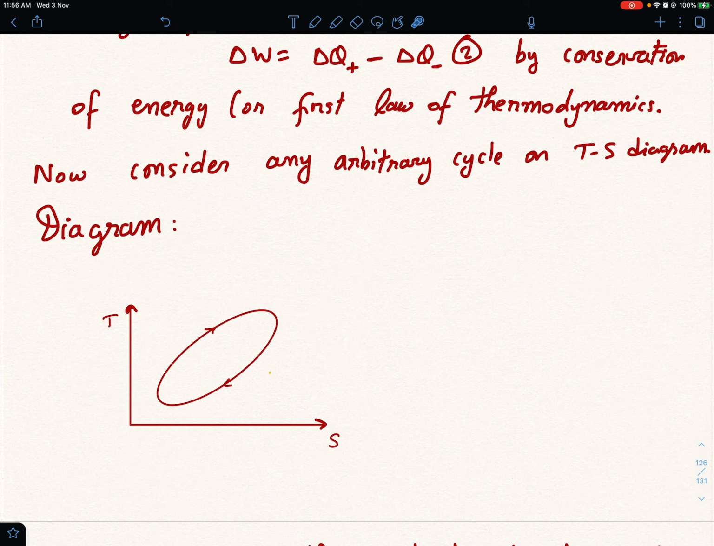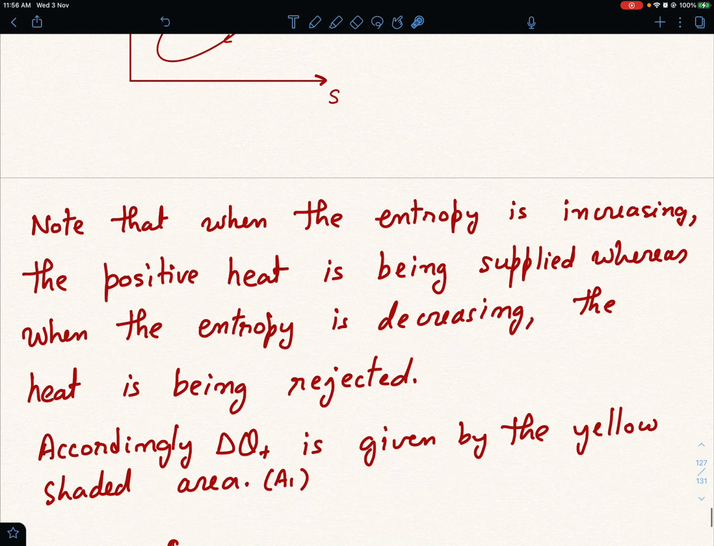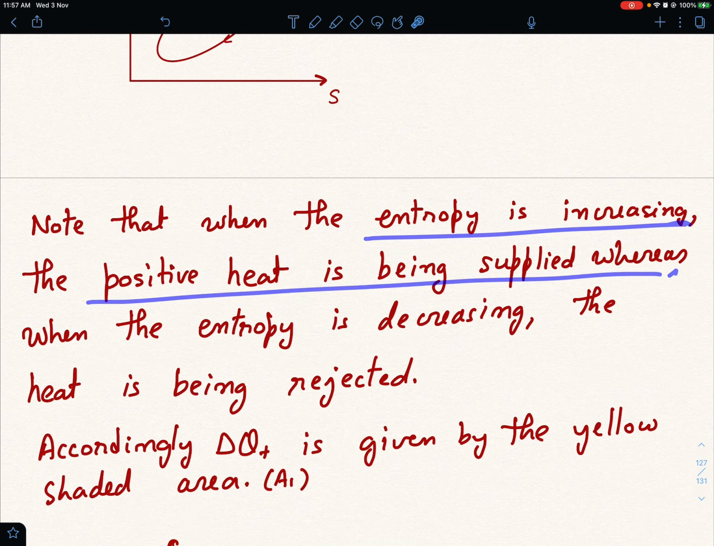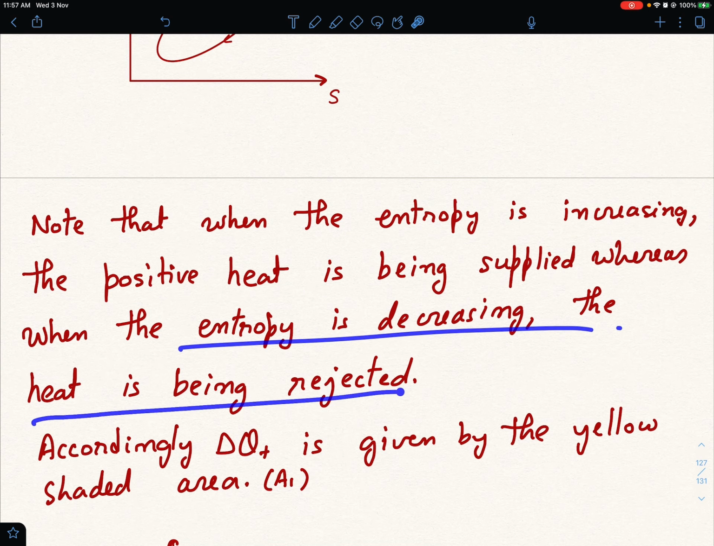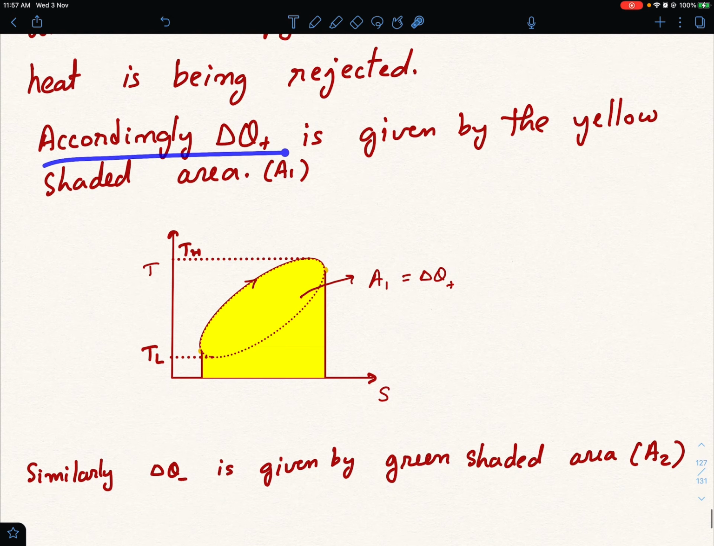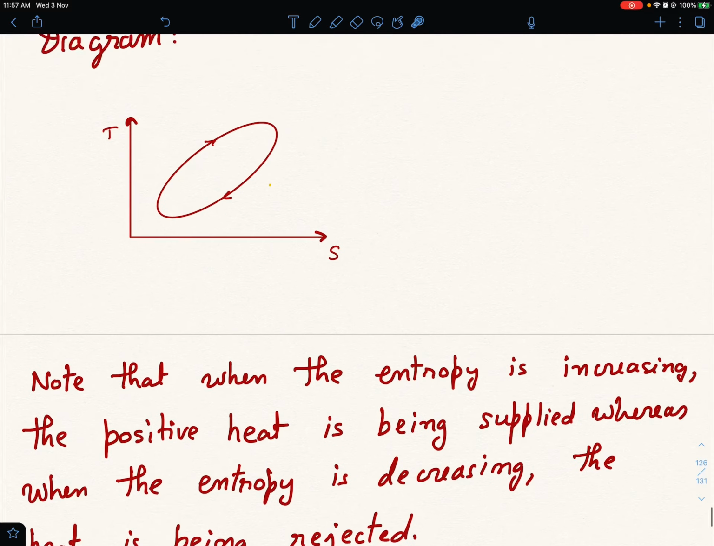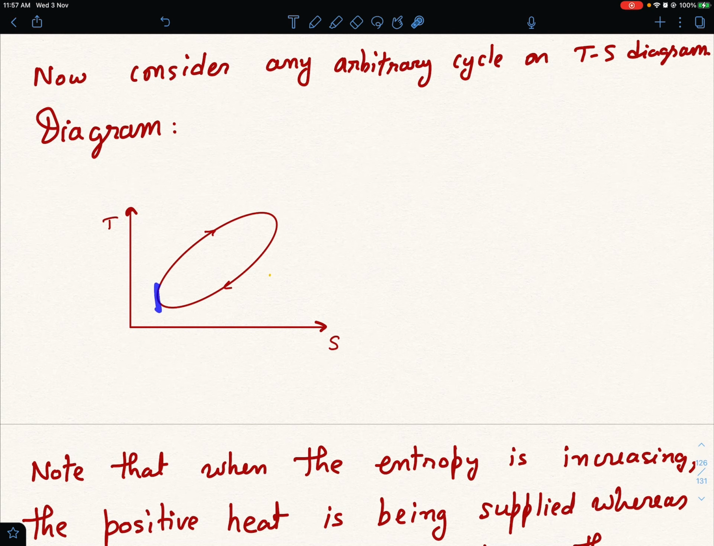Now if we consider any arbitrary cycle on the TS diagram, let us say this is some arbitrary cycle. I have drawn it like an ellipse, but it need not be an ellipse; it could be something like that, or whatever your favorite shape. You can make a cycle like that on the TS diagram, and we are considering that cycle. When entropy is increasing, positive heat is being supplied to the system, and when entropy is decreasing, the heat is being rejected, as I stated earlier. So delta Q plus in this cycle is given by what? This is the yellow shaded region, right?